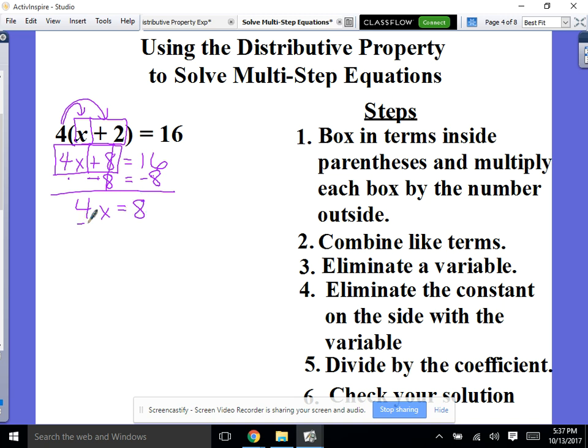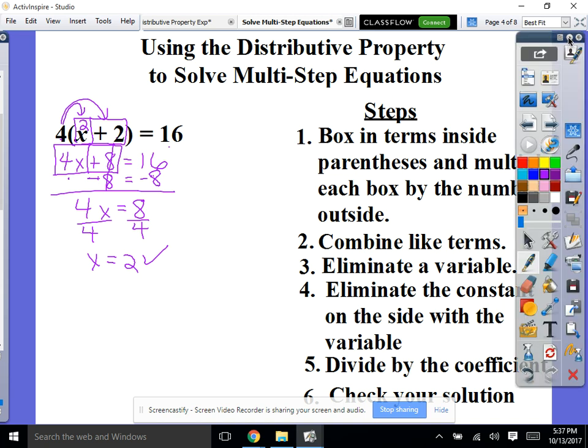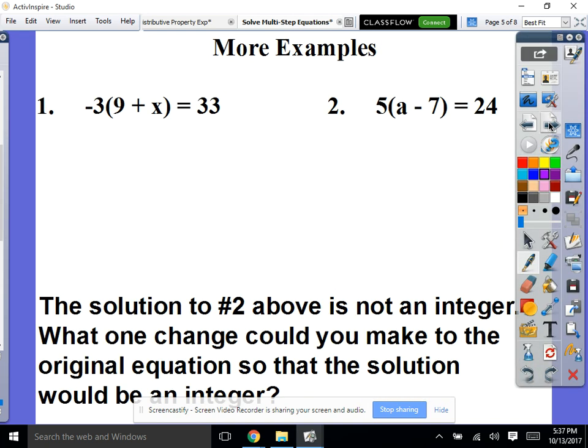Step 5 says to divide by the coefficient. That's the number with the variable. So x equals 2. And if I plug that back in, 2 plus 2 is 4 times 4 is 16. And we check. So you'll need to pause the video or stop it and write those steps down in your notes. All right, some more examples.